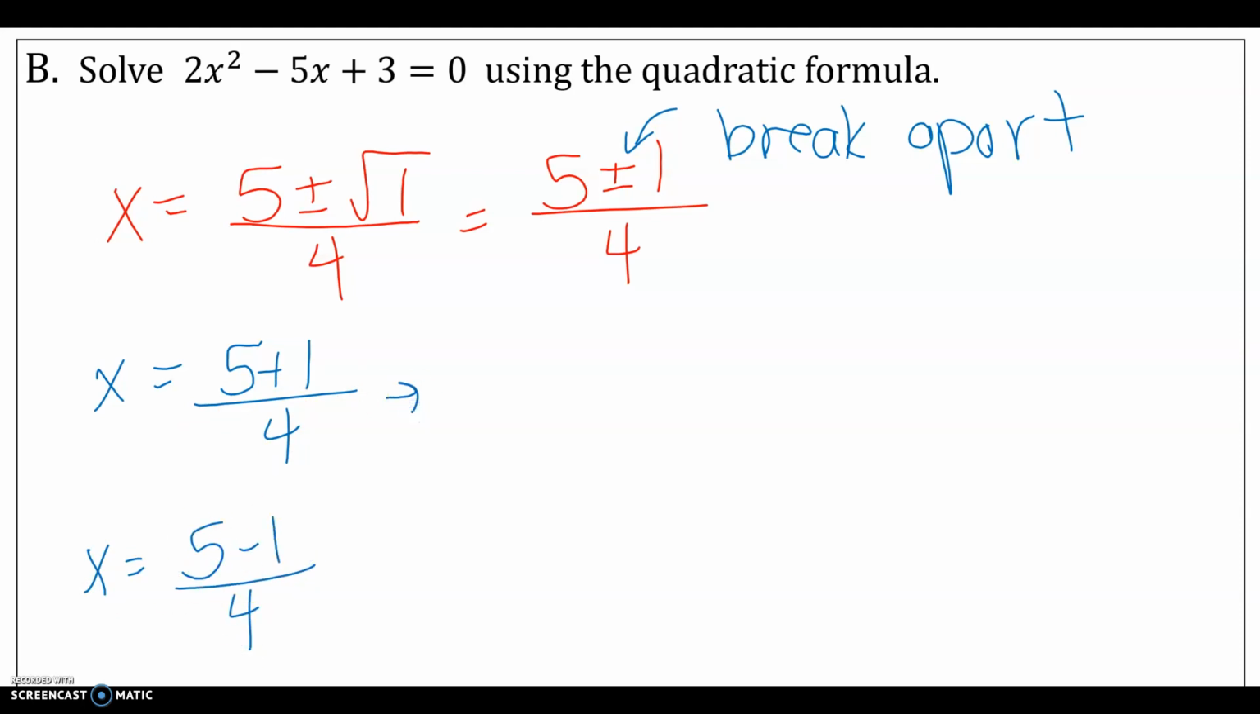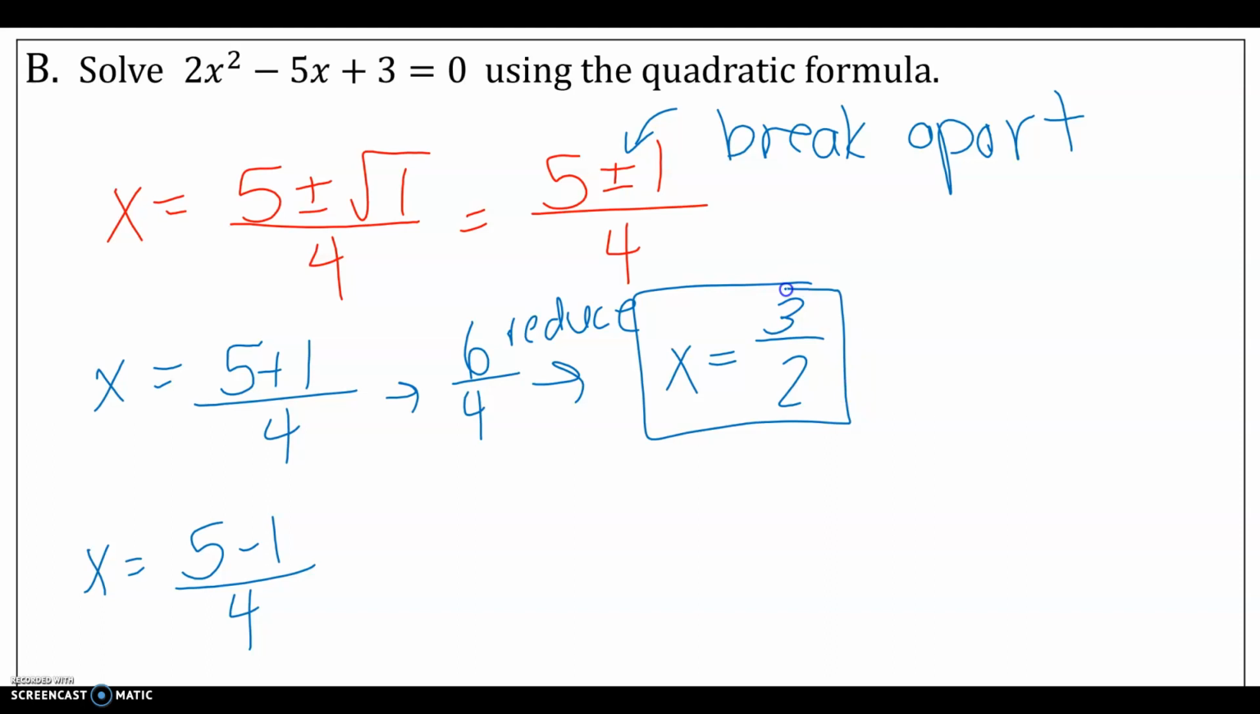So again, follow PEMDAS. So 5 plus 1 is 6 divided by 4. You need to reduce, and you will get 3 halves. This one is what? 4 over 4, which is just 1. Okay, and please make sure you have x equals because you are solving these equations. All right, so let's do another easy one.